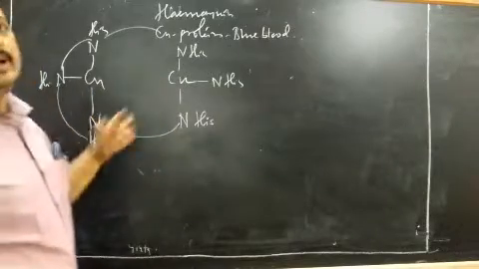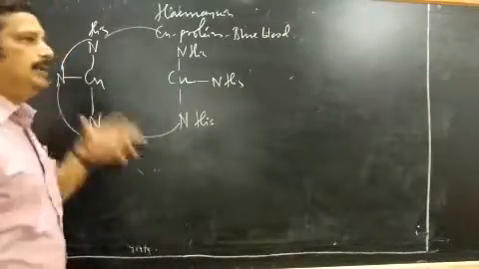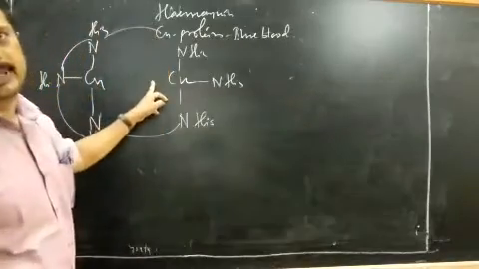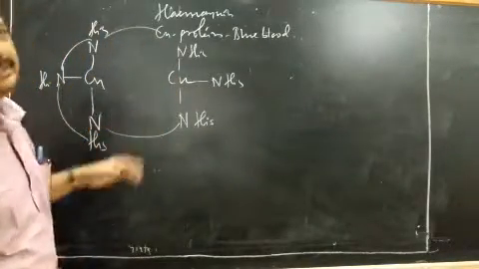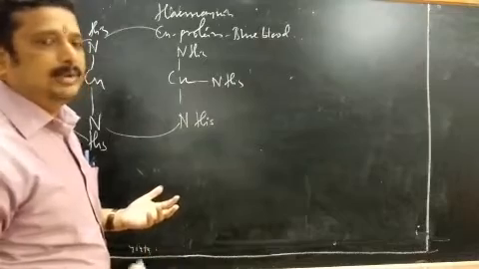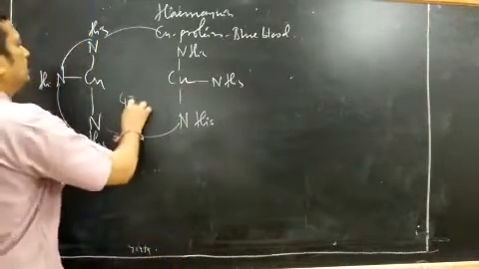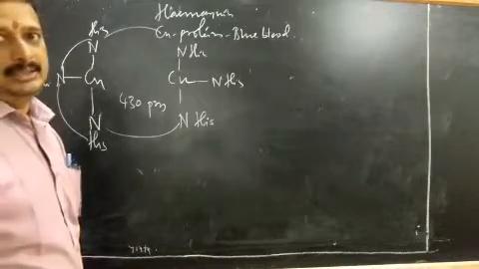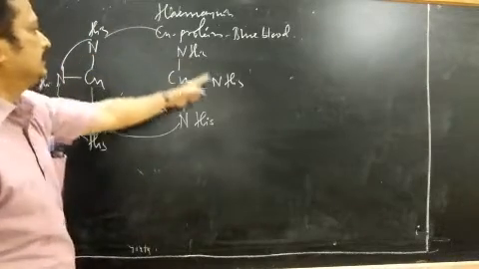And this is not having any bond here. Like in hemerythrin there was a bond between two iron Fe+2, but here there is no bond. The distance between these two coppers is around 420 to 430 picometers. And they are linked like this in the chain.